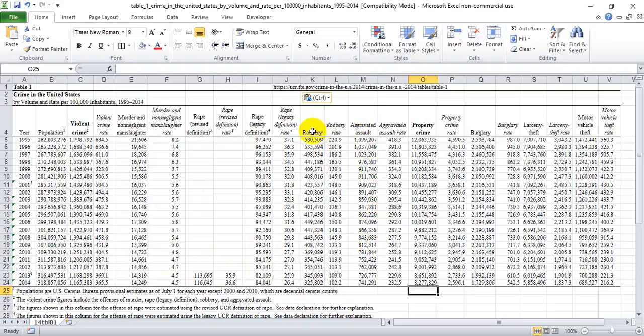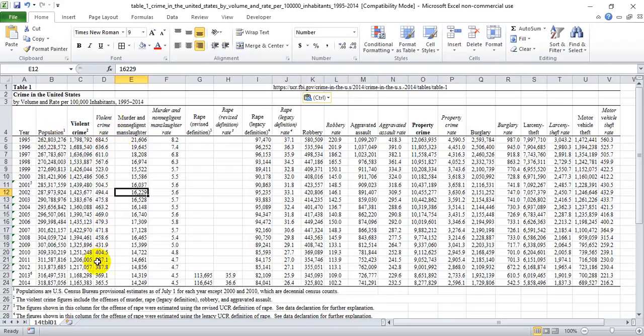So if you take those one, two, three, four columns, they equal the total that we get in violent crime. And then the population is listed in column B here. And they provide you with a violent crime rate per 100,000 inhabitants. So basically, what they do is they take the violent crime, divide it by the population, and then multiply it by 100,000 to give you an idea of violent crime per 100,000 people.